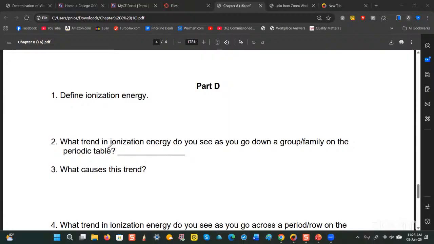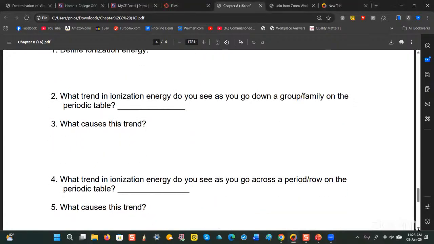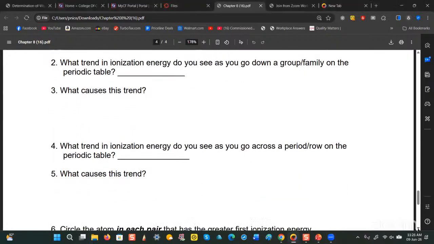And the next question is what causes this trend? Why is it that as you go down the group, the ionization energy decreases? And the answer is that as you go down the group, the valence electrons are pushed further away from the nucleus due to the screening effect of the inner core electrons, and therefore the attractive force between the nucleus and the valence electrons will decrease, which means that the electrons in the valence shell would be easier to remove, and that's why the ionization energy decreases going down the group.